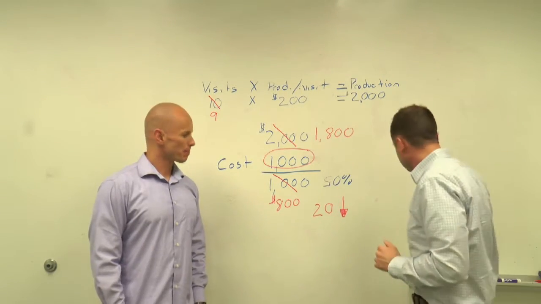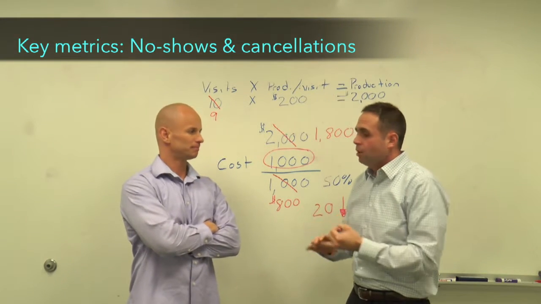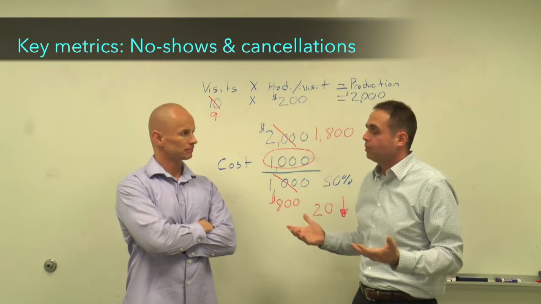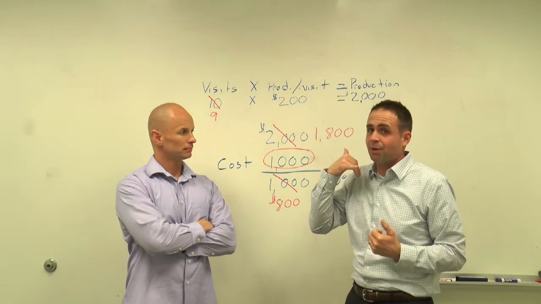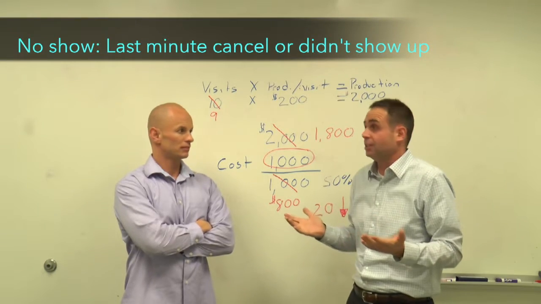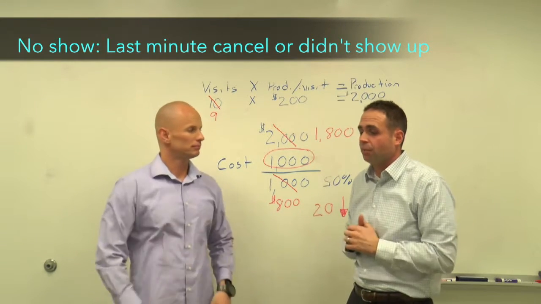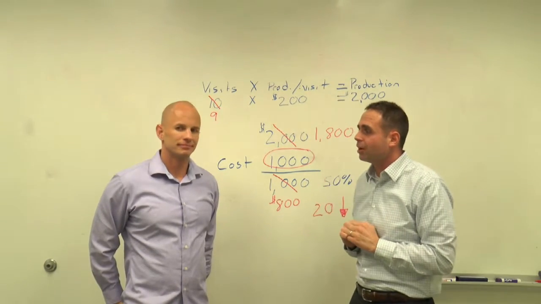That's why at Dental Intel, we have these two metrics: the no-show and the cancellation. When I look at no-show, to me, a no-show is someone that either called in today and said, I can't make it, giving you no time to get someone else in your chair, or they just didn't show up. So those are no-shows. If that's happening, what's the cause of that, Curtis?